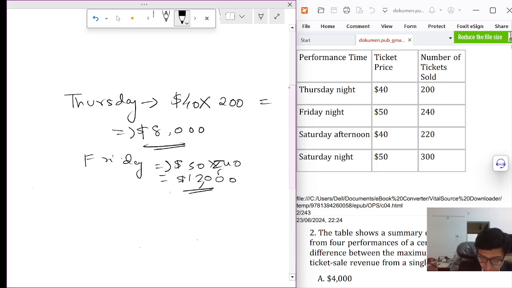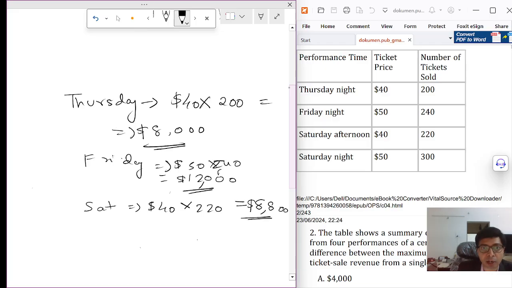Now coming to Saturday, let's see how much we are doing. On Saturday afternoon, it's $40 and the total number of tickets sold is 220. So the total value is 22 into 4, which is 88, so $8,800. That's Saturday afternoon.